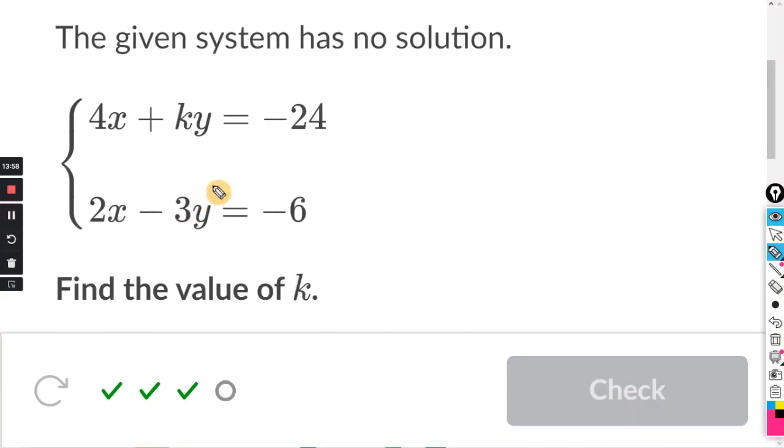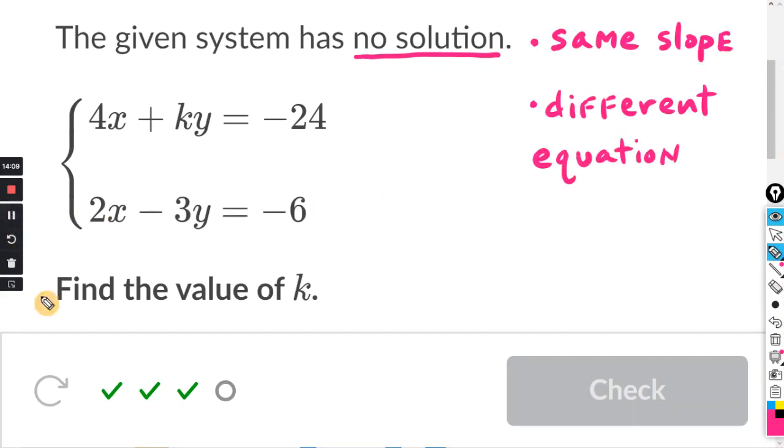All right, last one, I'll just give you the hint. The given system has no solution. What did we say about no solution? Same slope, different equation. So basically, find the slopes of each of these equations and set them equal to each other. Remember it has to be in the form of y equals mx plus b, and then the slope is the number that's times x.